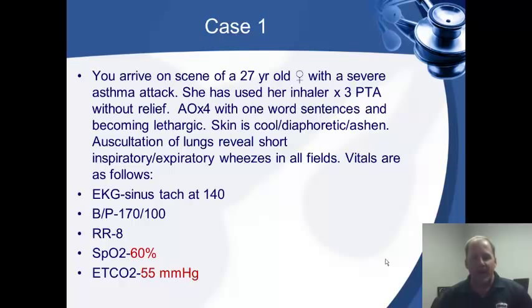She's sinus tach, obviously in distress. Hypertensive, another indicator. Her respiratory rate is 8, not effective. Obviously her SATs are 60 and her CO2 is 55. She's in big trouble. So what are we going to try?